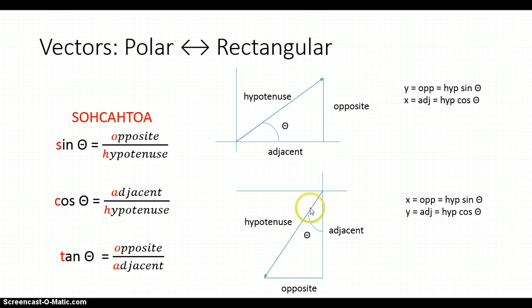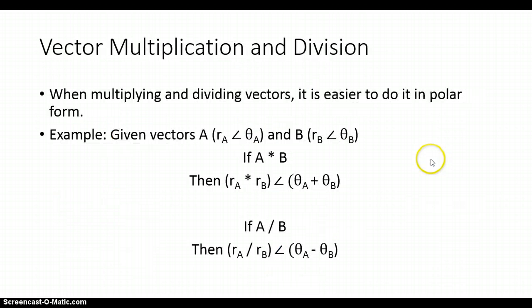However, because we flip this, our opposite side now is equal to the projection onto the x-axis, and our adjacent side would end up being this here. Because of that, our x component is equal to the opposite side, which is the projection onto the x-axis, which is equal to the hypotenuse sine of theta, and y in this case is equal to the adjacent, which is equal to the hypotenuse cosine of theta. So that sort of explains that information there.